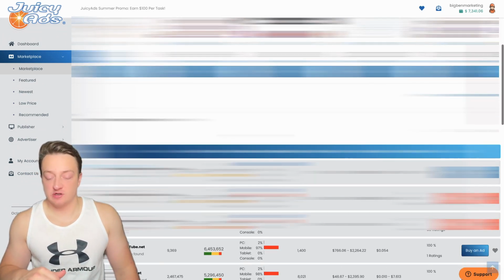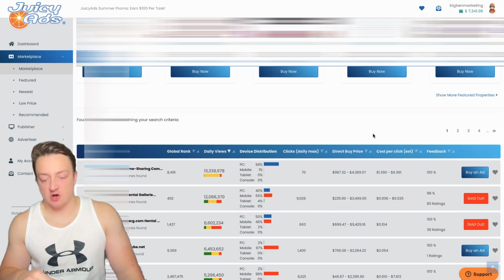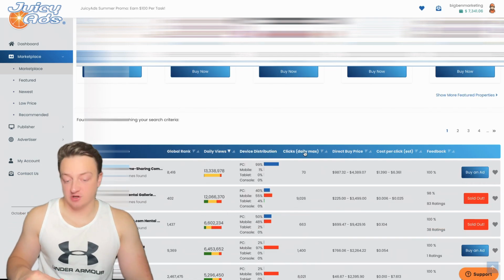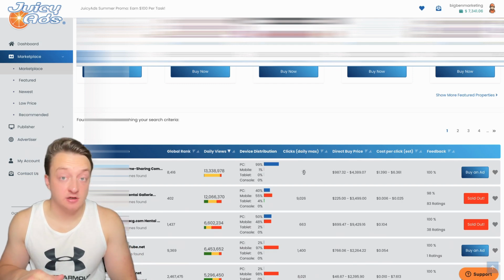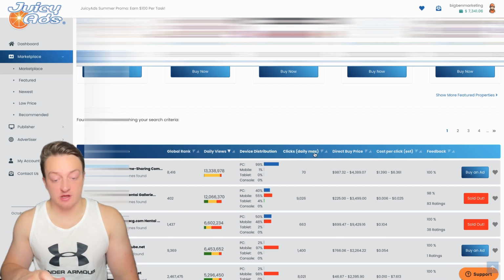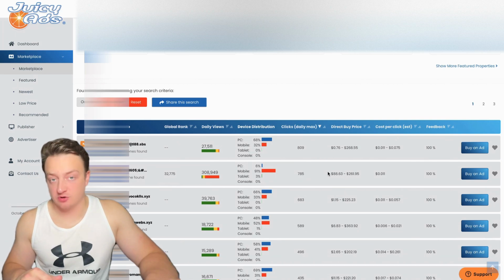So when you look through this, you could sort based off the cost per click, how many clicks they're getting per day, which I think definitely matters, because if you're only bidding and wasting time on something that gets 70 clicks a day, that's not very good. So let's sort by that. They only get so many clicks per day that are happening.